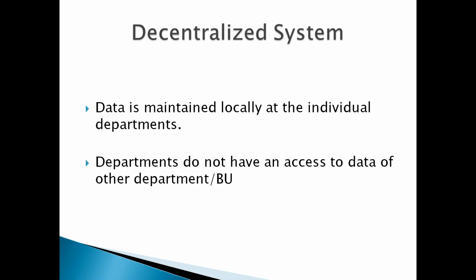In a company with a decentralized system of data management, there are two major problems. One is data is maintained locally at the individual departments. Departments do not have access to information or data from other departments. To identify issues arising due to the decentralized enterprise management system, let's look at the same business process again.